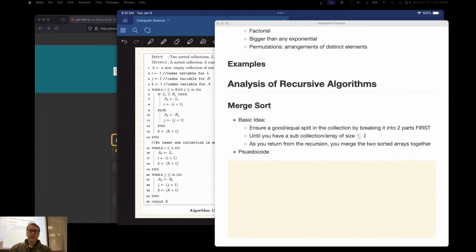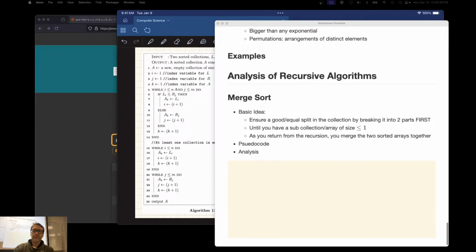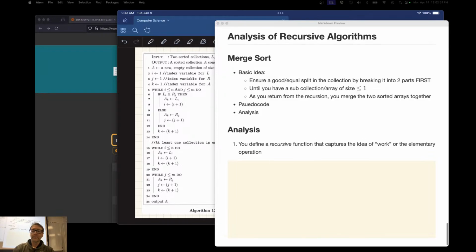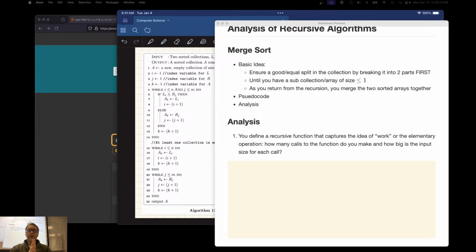Right? So what about the analysis? To analyze recursive algorithms, first of all, you need to define a recursion. You define a recursive function that captures the idea of work of the elementary operation. In other words, how many calls to the function do you make, and how big is the input size for each call? Those are the things that you need to answer.